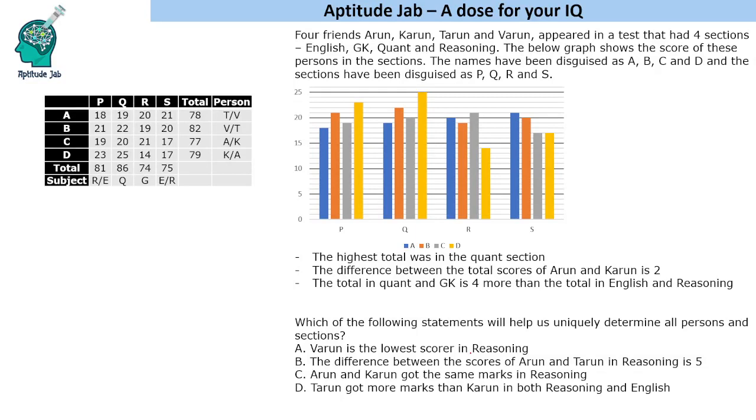Varun is the lowest scorer in reasoning. We do not know who is Varun. So let us say A is Varun. So in reasoning, he got the lowest score, it is saying.